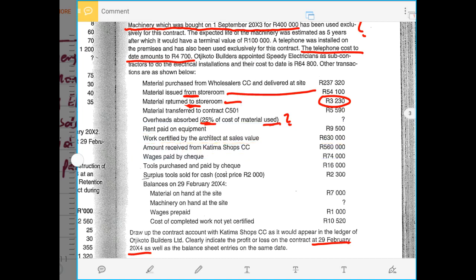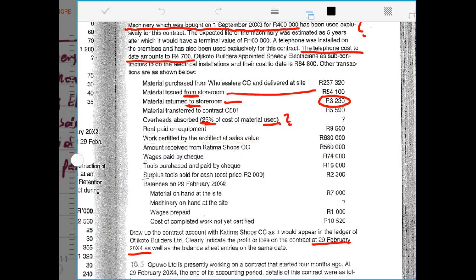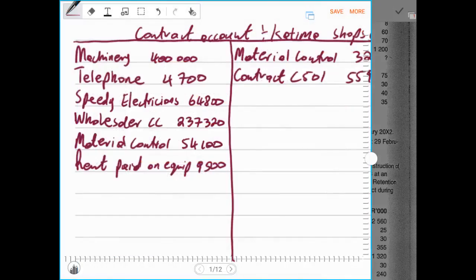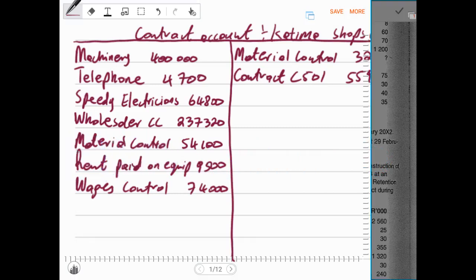Then now it further says that wages paid by check amounted to 74,000 rands, and this is the expense for this contract, wages control. The contra entry will be wages control, and you are familiar with that, and it comes from chapter 8 and chapter 9. So wages for this period amounted to 74,000 rands.